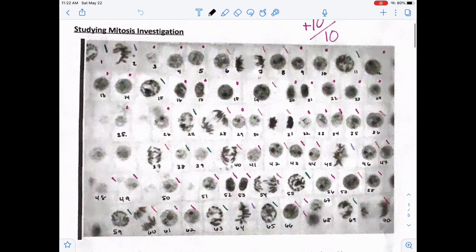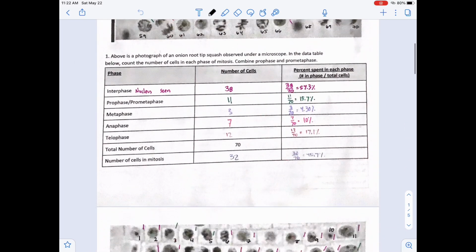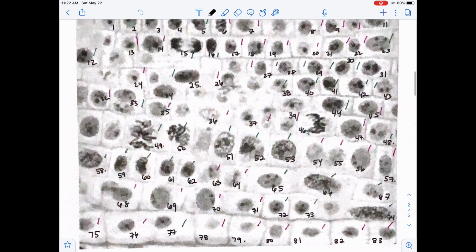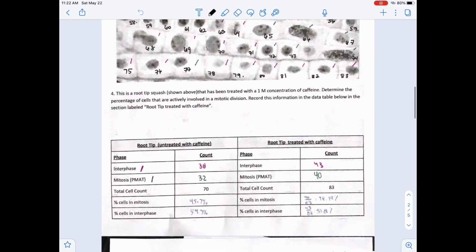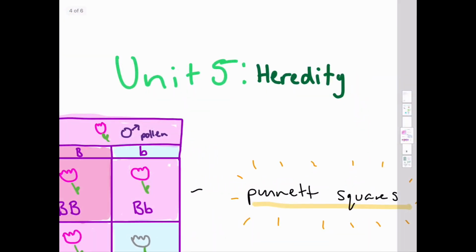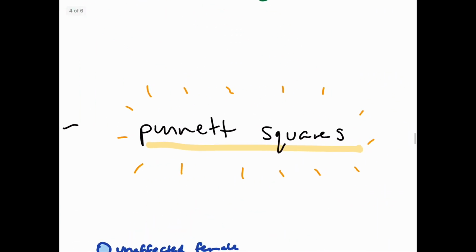To obtain knowledge on this topic, the class worked on mitosis investigation. This activity worked on identifying cells in a specific phase of mitosis. This helped with information retention as well as real-world practice. In Unit 5, we explored heredity. Genes are the units of heredity that characterize living organisms.